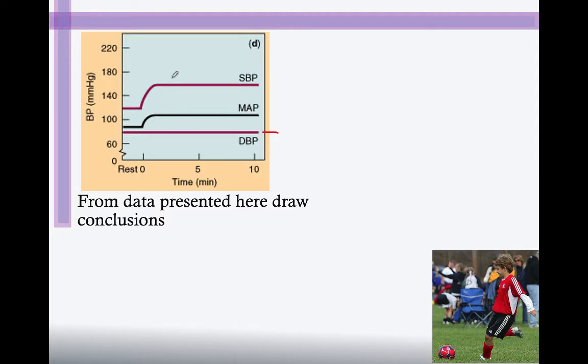Not surprisingly, systolic blood pressure is going up. The heart's pumping more blood into the system. More blood in the system means higher blood pressure. And so that's what's going on. And we see the increase during the heartbeat, systole, but not during when the ventricle is relaxing, diastole.